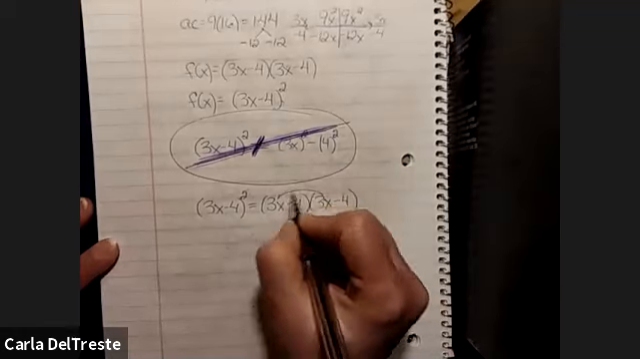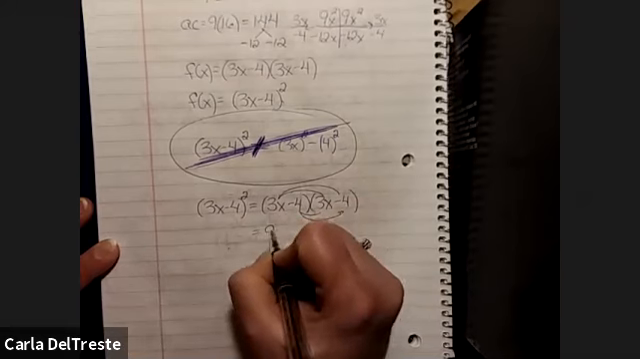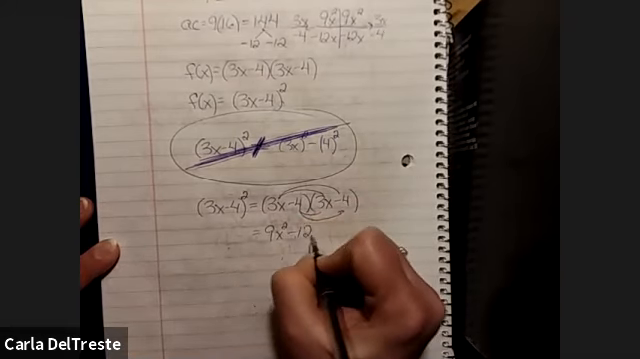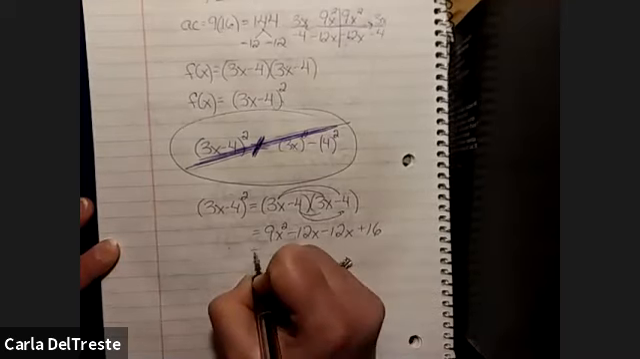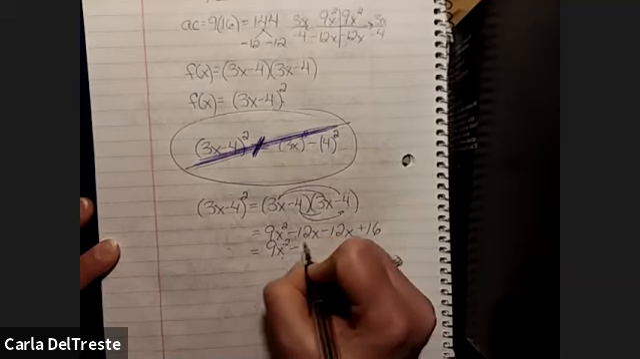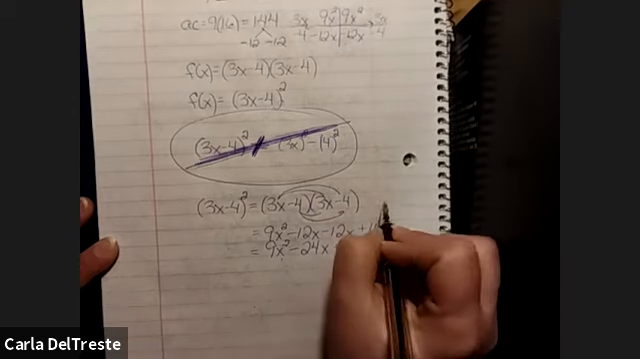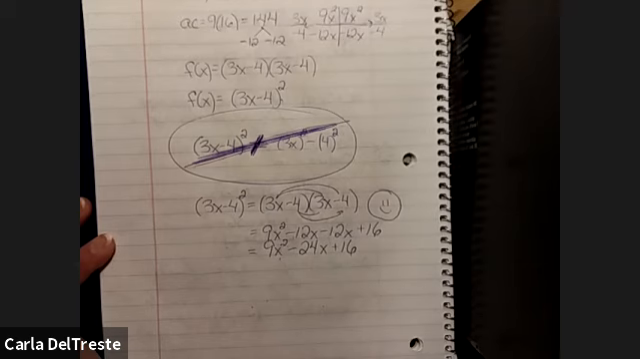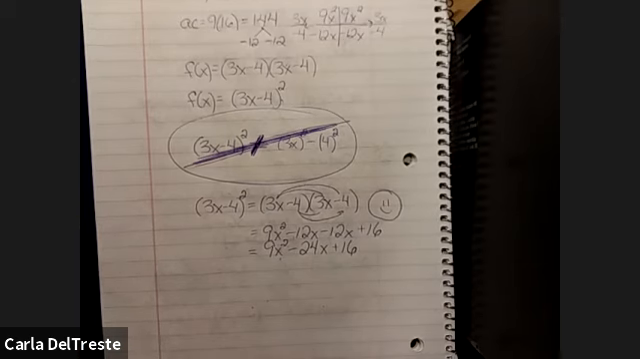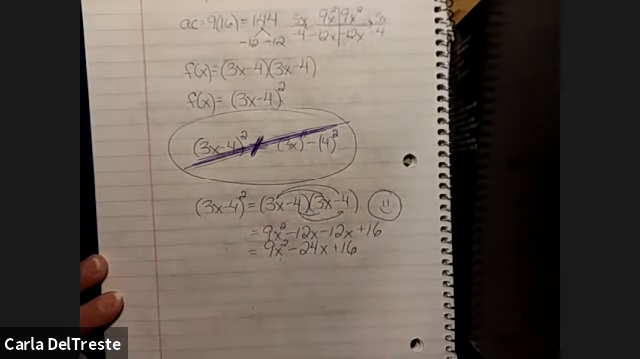and then do your multiple distribution. This would give you 9x squared minus 12x minus 12x plus 16. And when you combine minus 12 and minus 12, you get minus 24x. This is the right way to do it. That's how you're going to get your happy face. So please make sure that you don't fall into this very common mistake. You have to remember that your exponent rules only work for multiplication.